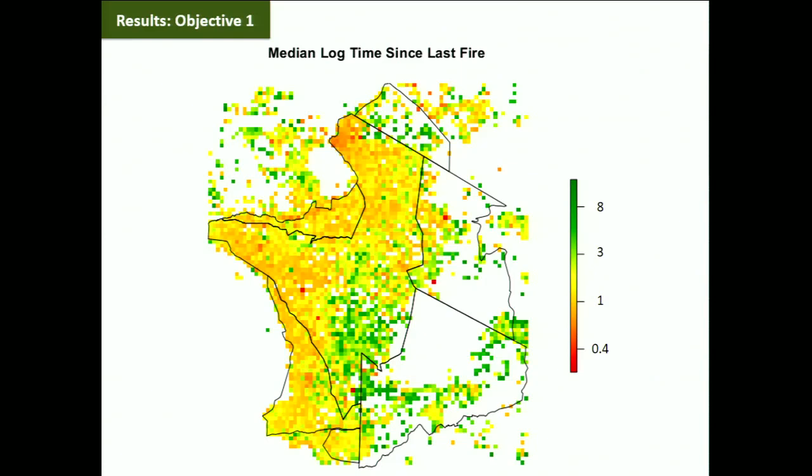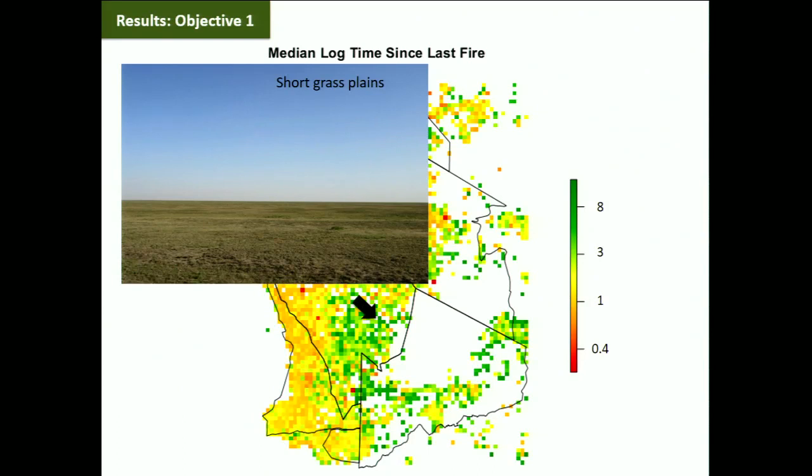You can also possibly see this area down here. This is an ecologically distinct zone, which we call the shortgrass plains. It's low rainfall, but high nutrients. It's where the wildebeest migration goes, and that's where they produce their calves. And it's very heavily grazed. It looks like this. So you might appreciate now why this area doesn't burn very often.